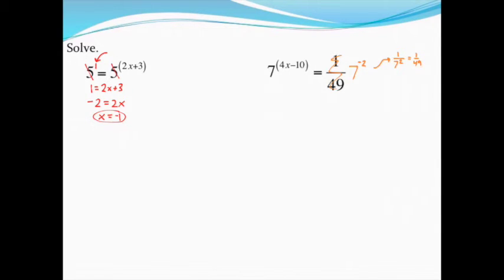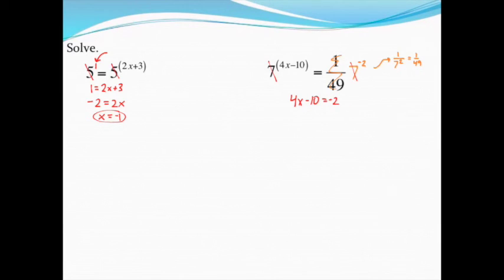So all of these, I guarantee you, for what we're learning right now, there'll be a way to rewrite your problem so it has the same base on either side. And now we'll just proceed as normal. Since the base is the same on either side, we can ignore it and just worry about making the exponents equal to each other. So 4x minus 10 has to be equal to -2.